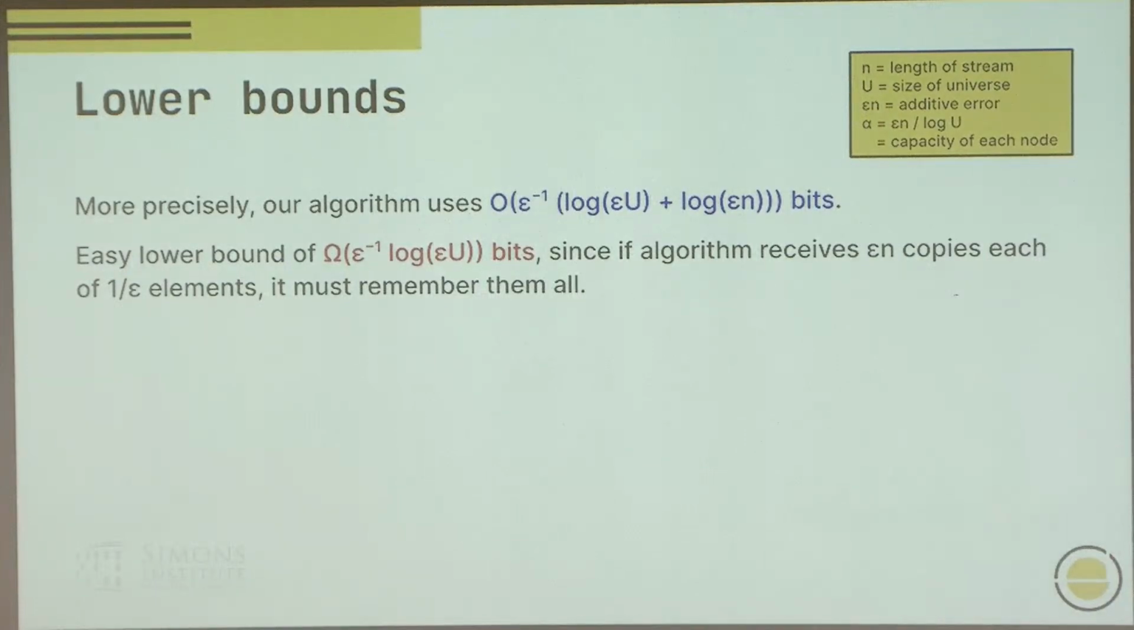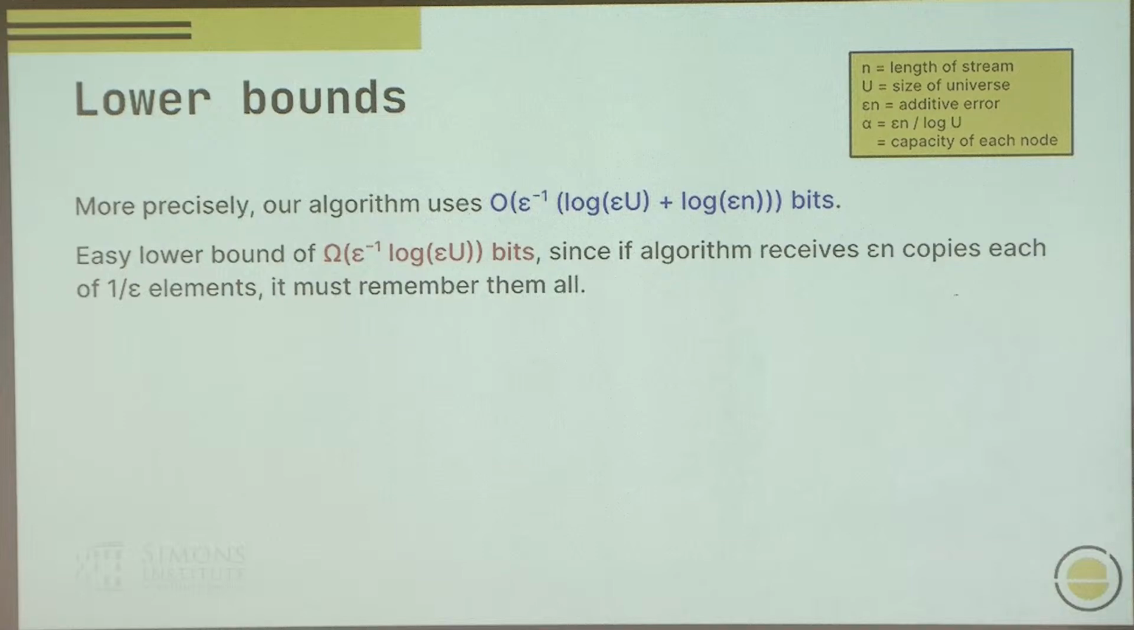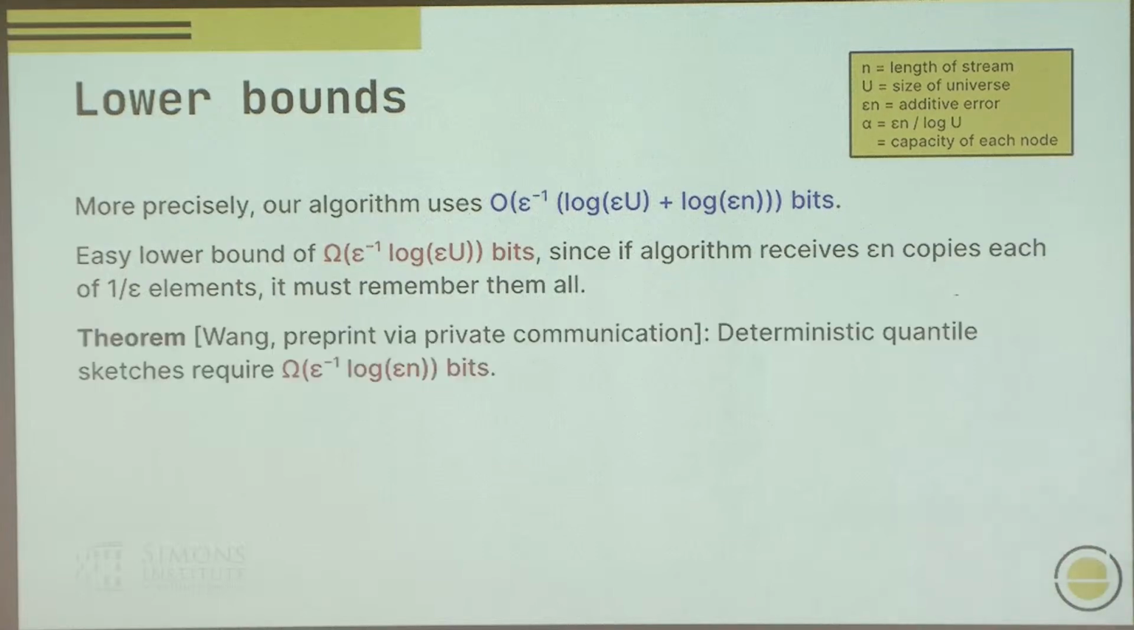So we asked in our paper if you can get the other half of the lower bound, because it wasn't known. And actually, it's just been proven by a visiting student here at Berkeley. Yichuan Wang showed that actually any deterministic quantile sketch requires like the second term, epsilon inverse times log epsilon n bits. So it turns out the algorithm actually is completely optimal.